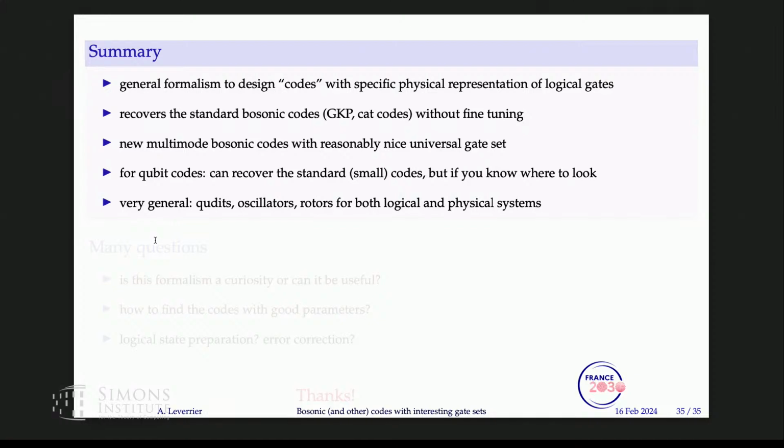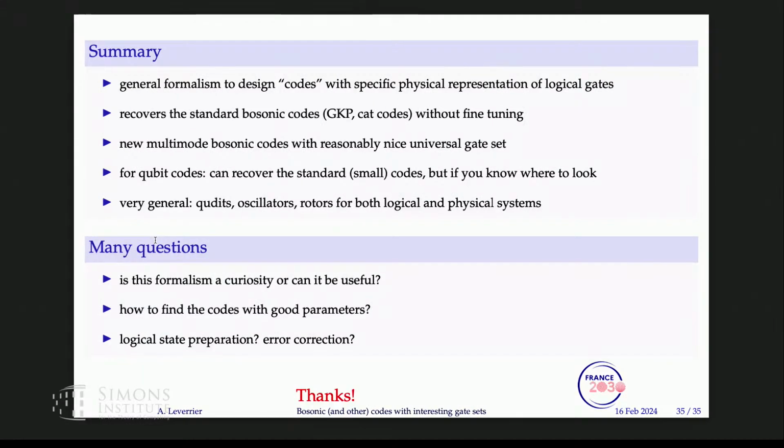Here I talked about oscillators in the Bosonic case, and I talked about qubits. But you can put whatever you want for both the logical systems and the physical systems: qubits, oscillators, rotors. You can put any representation that you want for your group, and the formula always works.